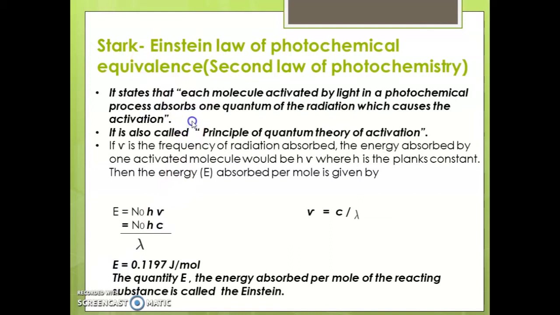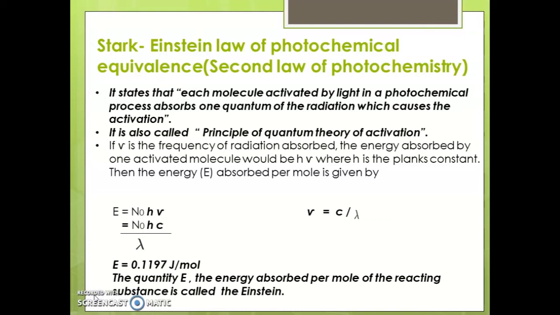Stark-Einstein law states that each molecule activated by light in a photochemical process absorbs one quantum of the radiation which causes the activation. That is, each molecule is activated by absorbing one photon, that is h nu, the same as one quantum of the radiation. It is also called the principle of quantum theory of activation. This is the second law of photochemistry, which emerged from Stark and Einstein, who applied the concept of energy quantum to photochemical reactions.